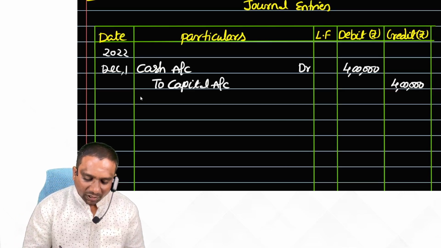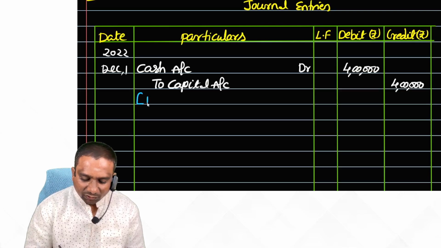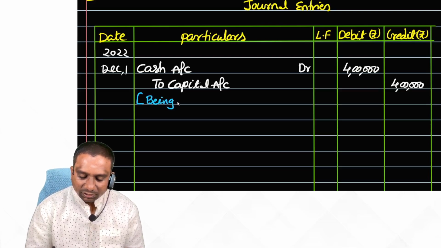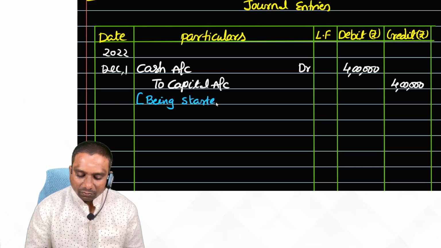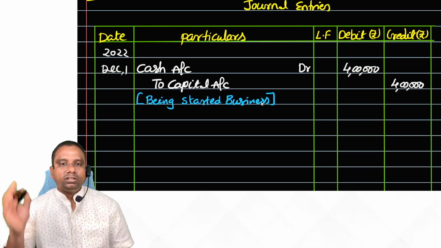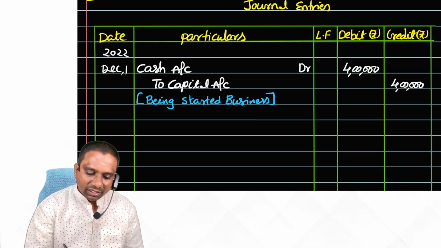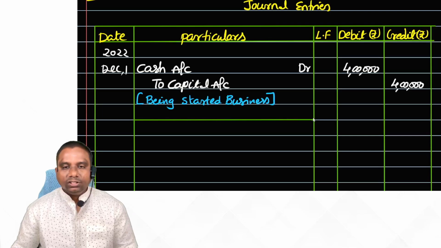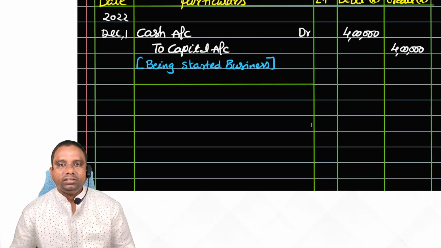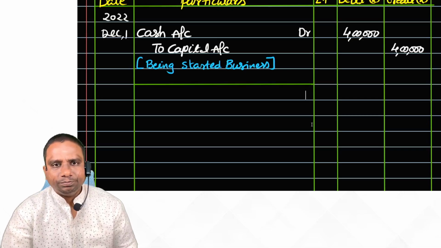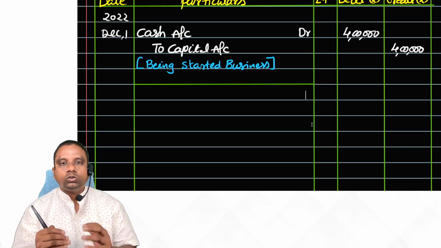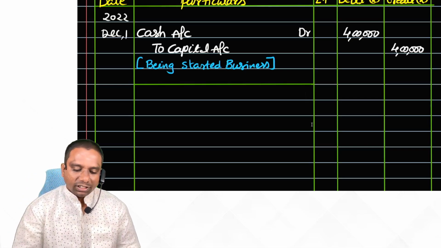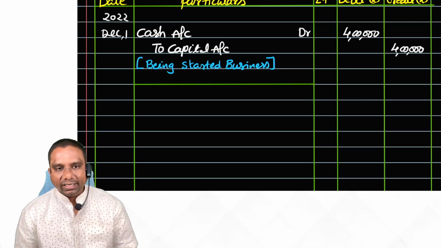And don't forget to write the narration. For the narration, we write "Being started business." Narration is nothing but a brief explanation about the entry, so you can write it in your own words also. Narration may be written differently from person to person, no problem, but it should convey the above entry. Don't forget. Next one.